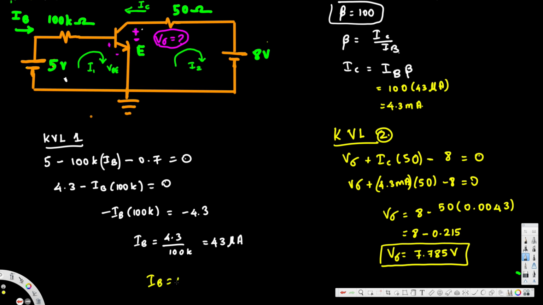IB is equal to 43 microampere, V sigma is equal to 7.785 volts, and IC is equal to 4.3 milliampere. And that's it. That's how we do that. I hope you guys find this video helpful.